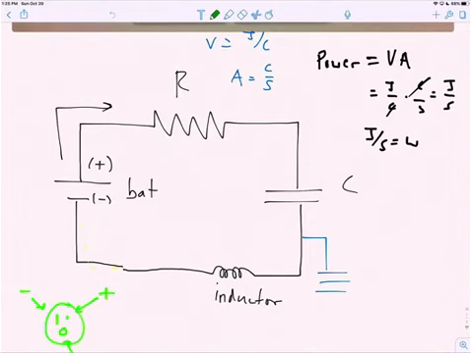Another thing, power. Power is the voltage times the current. It gives you joules per second. That's a watt. A watt is energy divided by time. So if you wonder what watts are in terms of electricity and these kinds of things, and the battery.